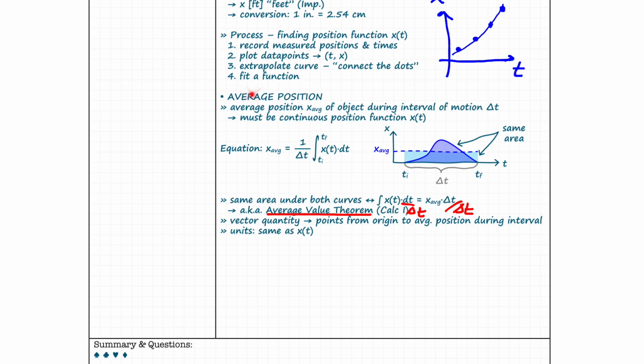Another way of thinking of the average position is that if you want to find the average value of a set of numbers, you would add up all of the numbers. You would add up x1 and x2 and x3 and divide by the total number of quantities that you're adding up, and that would give you your average value in the standard sense.